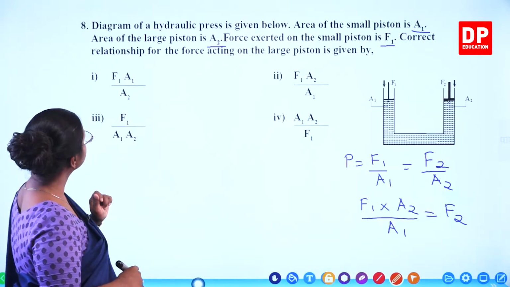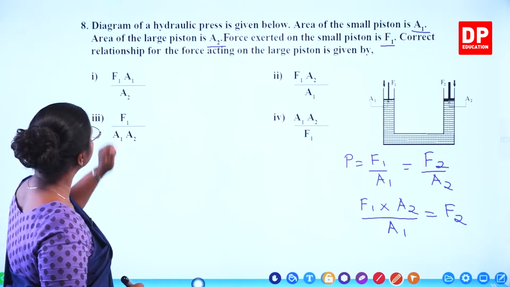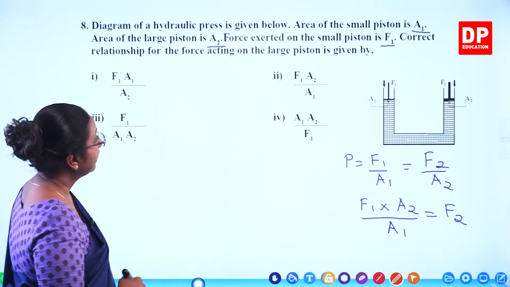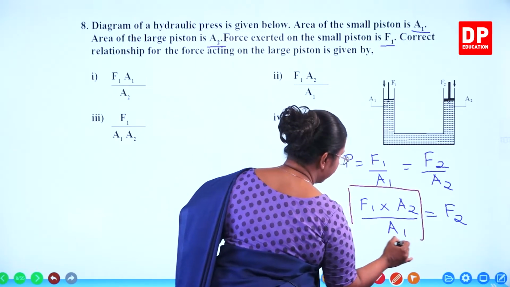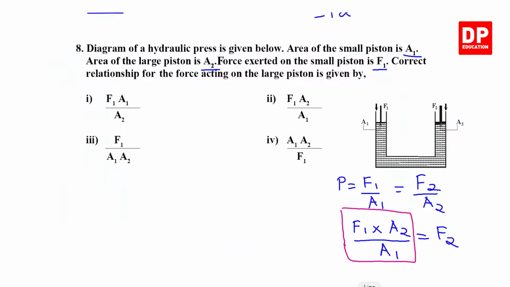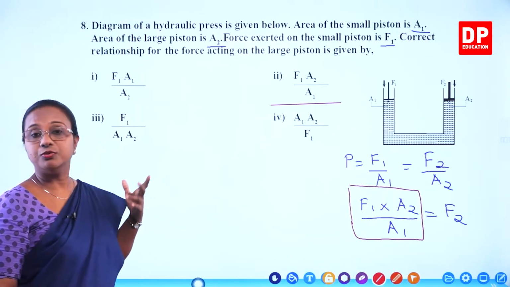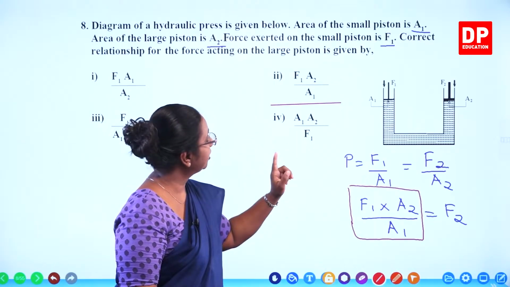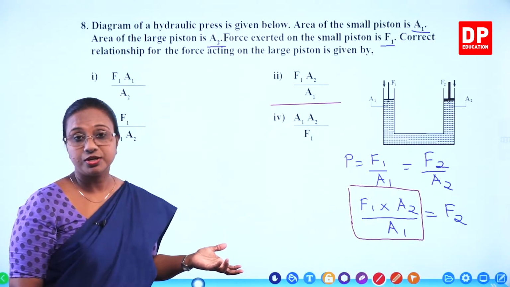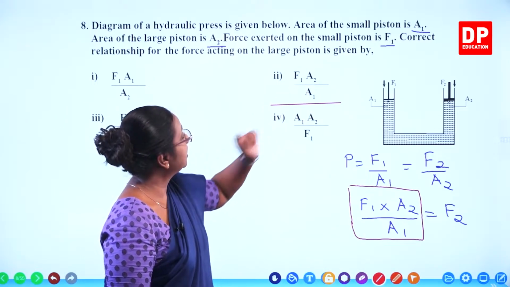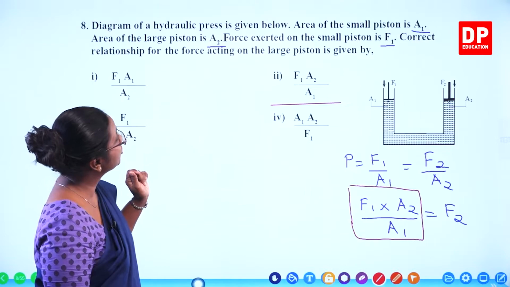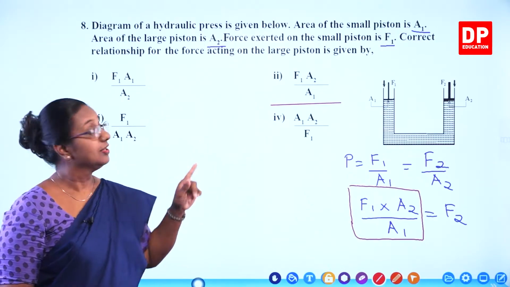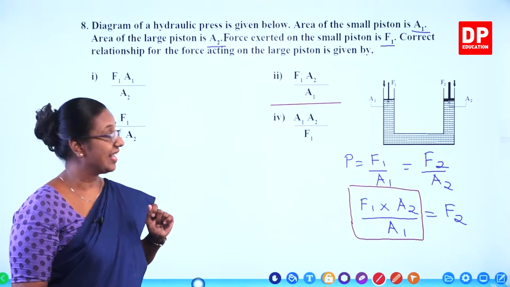If we look at the answers given there, F1 times A1 over A2 is not correct. F1 times A2 over A1 is the same as this. This should be the answer. So here you can see F1 times A2 over A1, that's correct. F1 over A1 times A2 is also not correct. A1 times A2 divided by F1 is also not correct. So the correct answer is F1 times A2 divided by A1. That is the correct relationship for the force acting on the large piston. With that, students, we will move on to the next one.